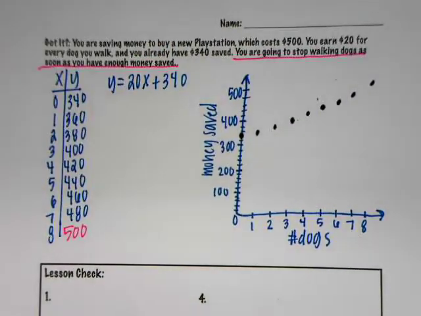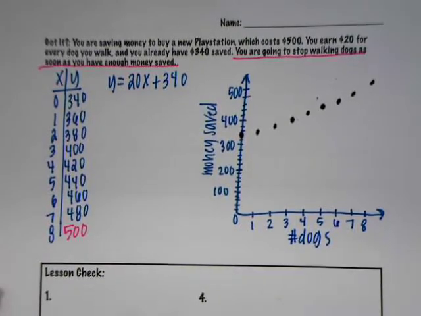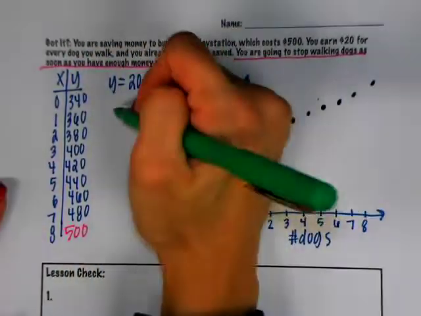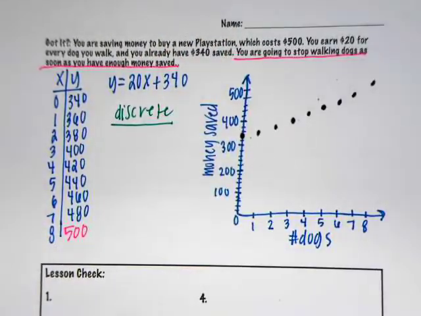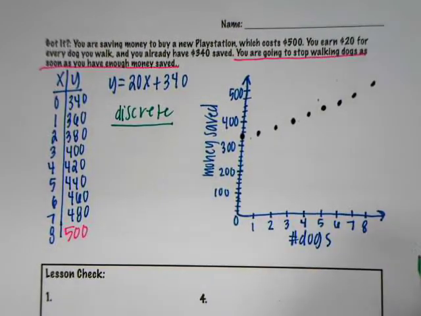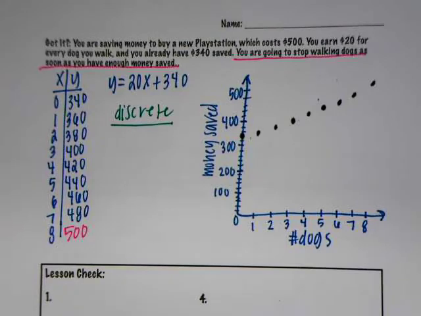Okay, so now, number of dogs. So think about it. Am I going to go on partial walks or walk partial dogs? Or only whole walks with whole dogs? Whole walks, right? Like full walks. So is this continuous or discrete? Discrete, yeah. Because these are my only options. I'm not going to say, oh, I walked 4.5 dogs. It's just those are the options, okay? Make sense? Cool. All right, we're going to skip the lesson check for this one.